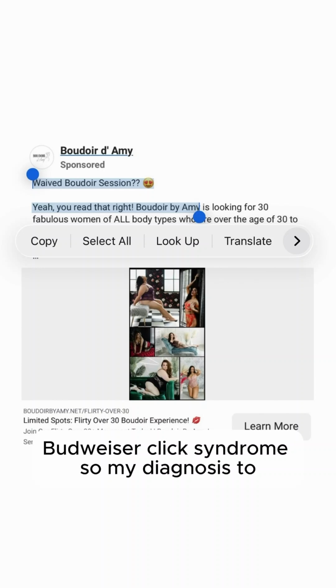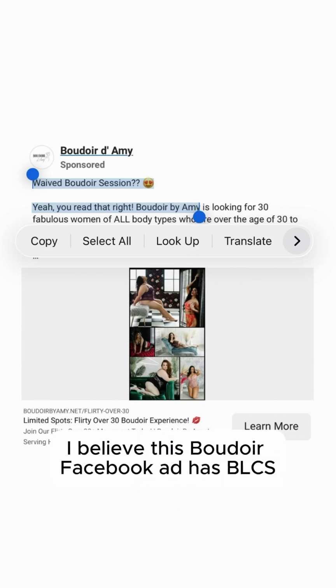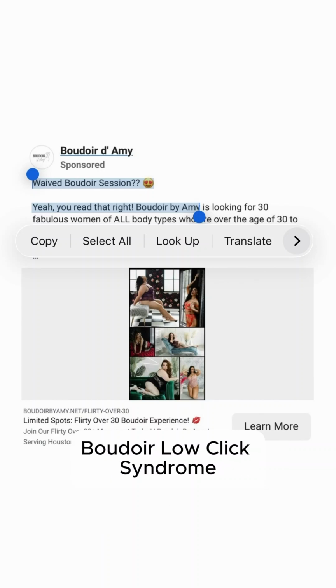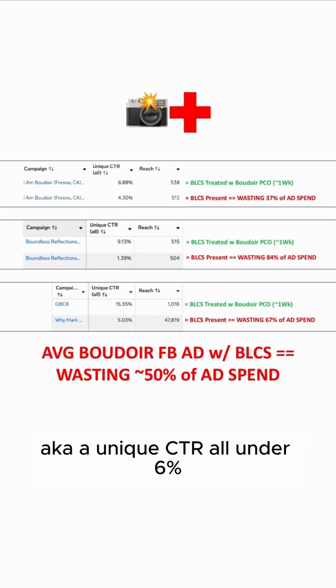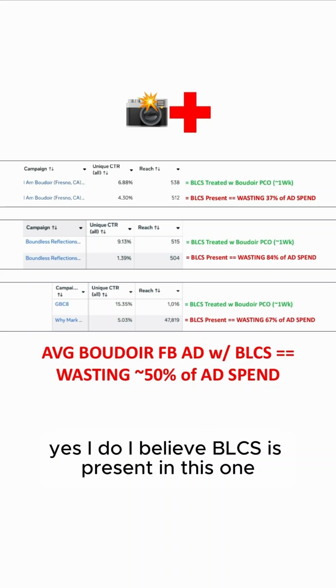So my diagnosis, do I believe this boudoir Facebook ad has BLCS, boudoir low click syndrome, aka a unique CTR under 6%? Yes, I do. I believe BLCS is present in this one.